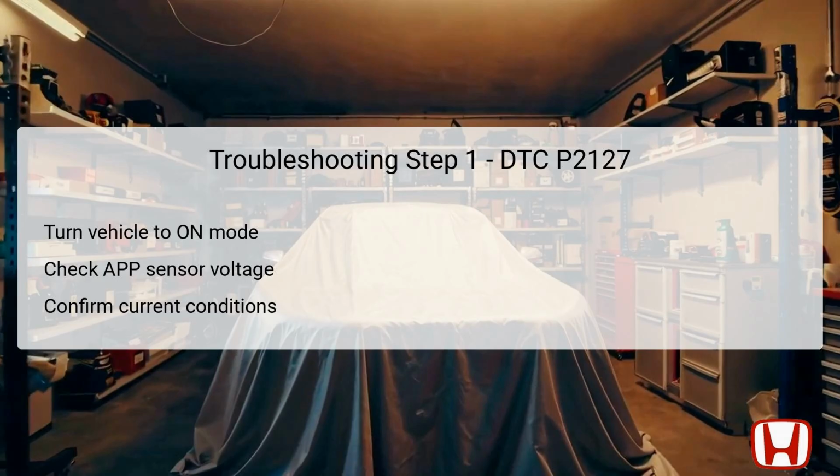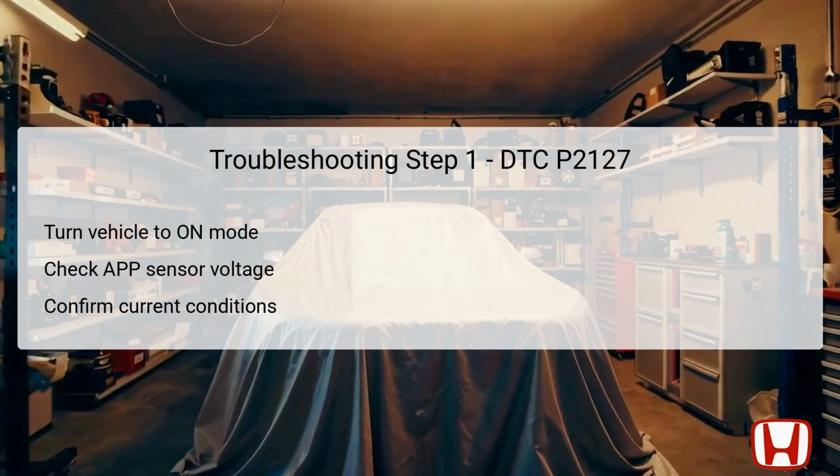The first step in troubleshooting DTC P2127 is to verify the problem during the vehicle's on mode. Begin by ensuring the ignition is turned to on, but do not start the engine. Using the Honda Diagnostic System, HDS, check the voltage of the APP sensor B. This sensor should produce a voltage reading that is greater than 0.2 volts. If the reading is within the specified range, proceed to step 2 in the troubleshooting process.